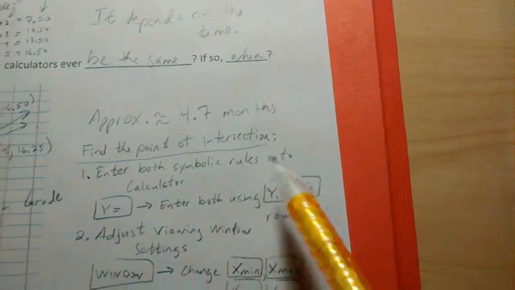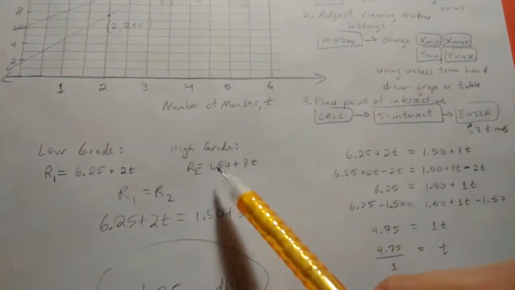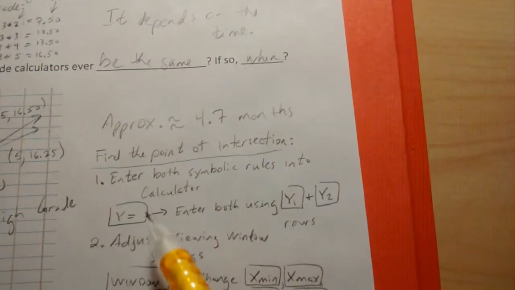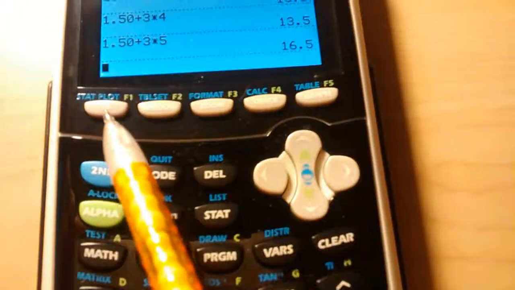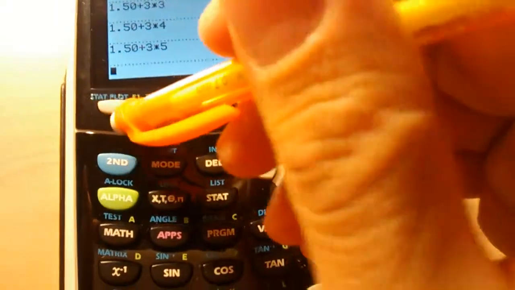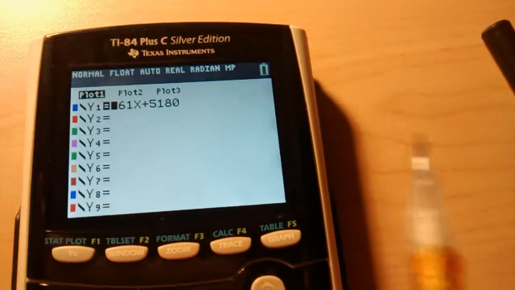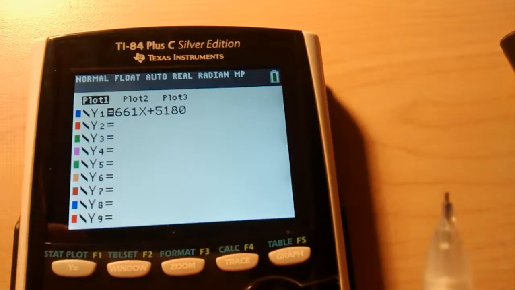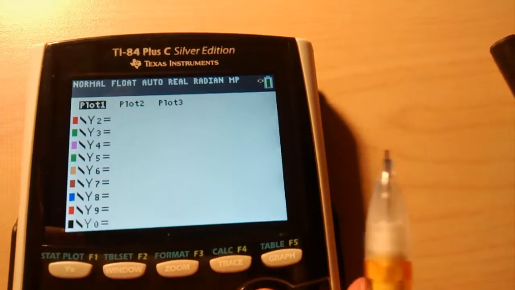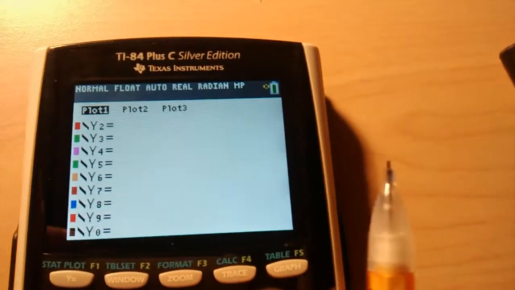Enter both symbolic rules into the calculator. So that means both of these. And to do that, you've got to hit Y equals. So the Y equals button is here. So I'm going to hit that. You'll come up to a whole lot of different equation spaces, or what I call rows, equation rows here. There's 10 of them, in fact.